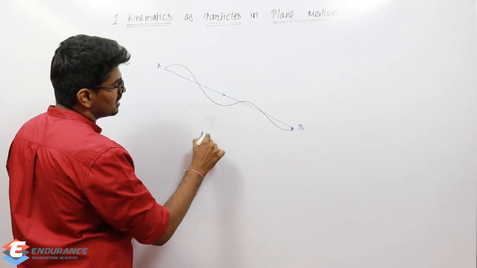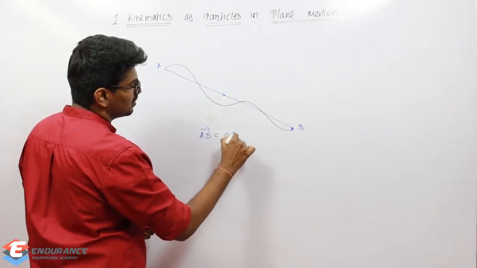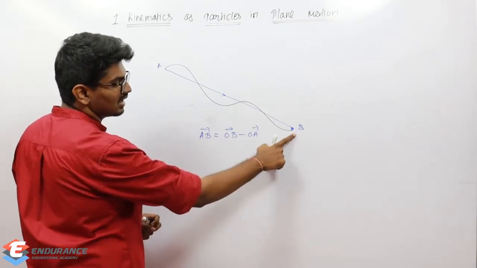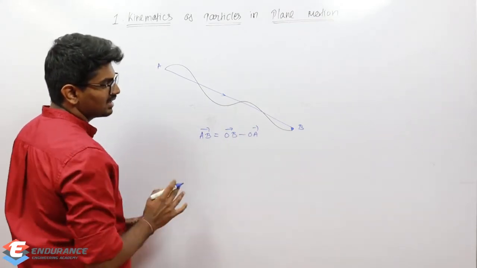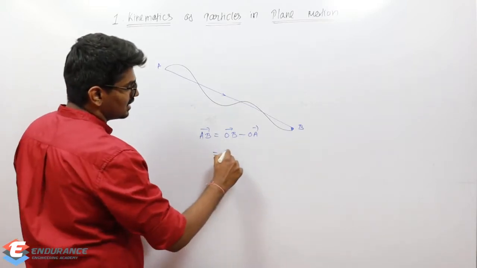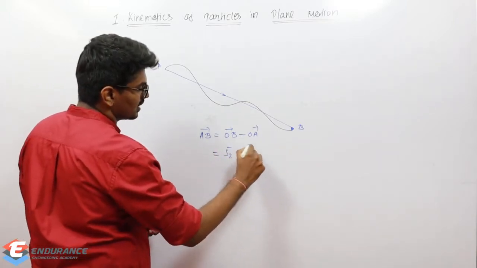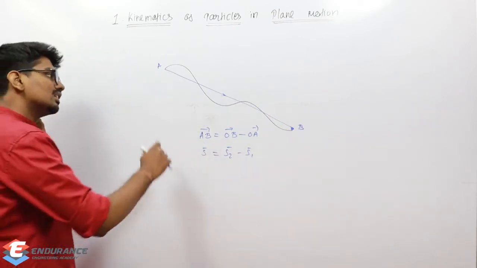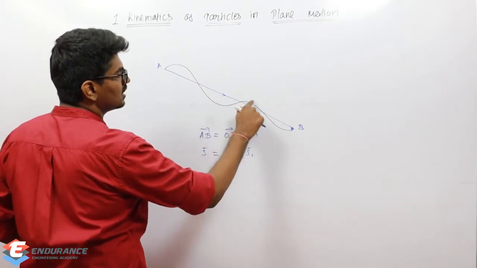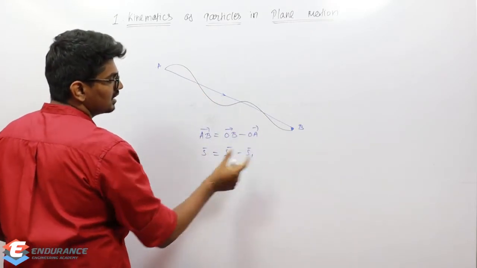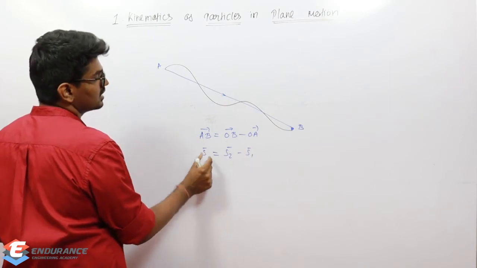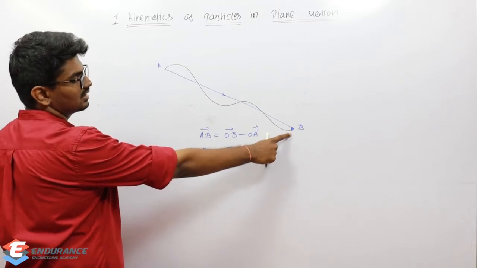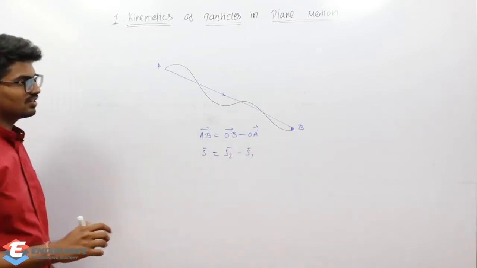So AB vector will be nothing but OB vector minus OA vector. OB vector is the position vector, that is the final position vector, minus the initial position vector. Let us take it as S2 minus S1. So this will give me my displacement, right? The distance means I need to count the total distance which we are covering. Displacement means simply, if I want to find the displacement of AB, it is the S2 vector, that is the position vector at final minus the position vector at initial.